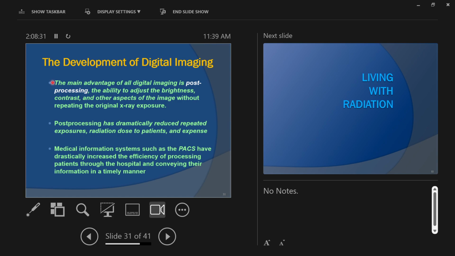The main advantage of all digital imaging systems is post-processing. You take a film X-ray like these ones that I've been kind of pointing to all day. What can I do to this now? Nothing, right? Well, not nothing. Let's say I want to zoom in on it. What am I going to do? Get closer, or literally go get a magnifying glass, right?